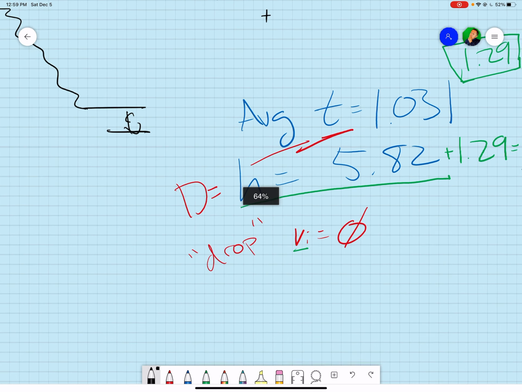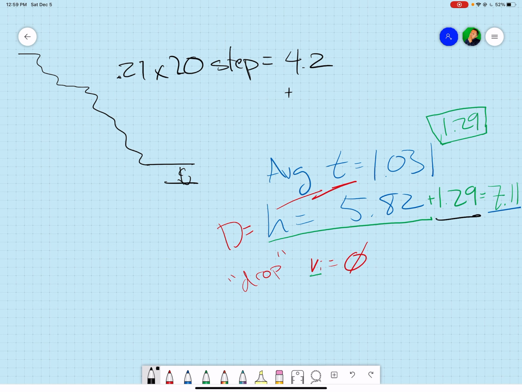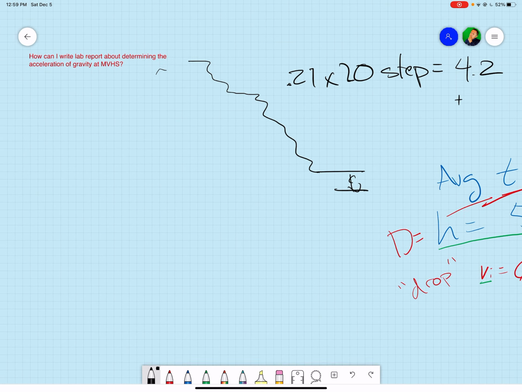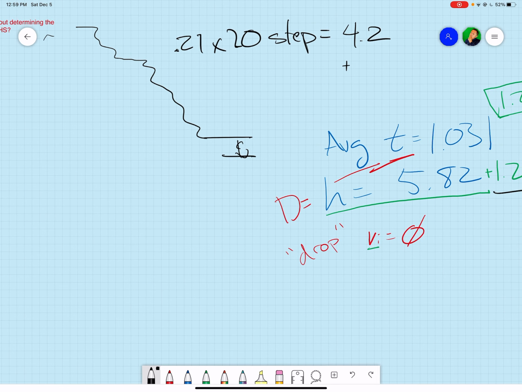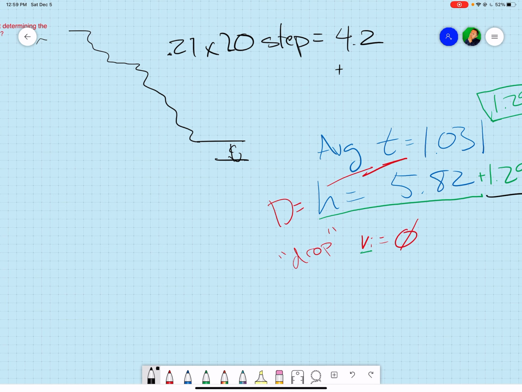5.82, but then you reminded me that you also had to add the 1.29. So everything added up, and I'm going to write over here the new distance. 5.82 was everything you added here, plus your 1.29, and I get that to be 5.82 plus 1.29, and I get a distance of 7.11. All right, which is what I have over there.